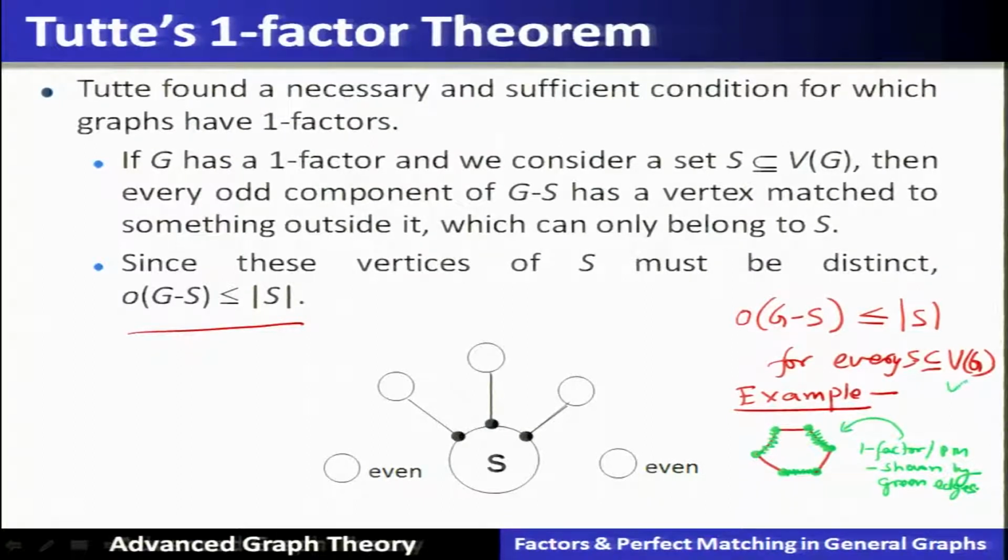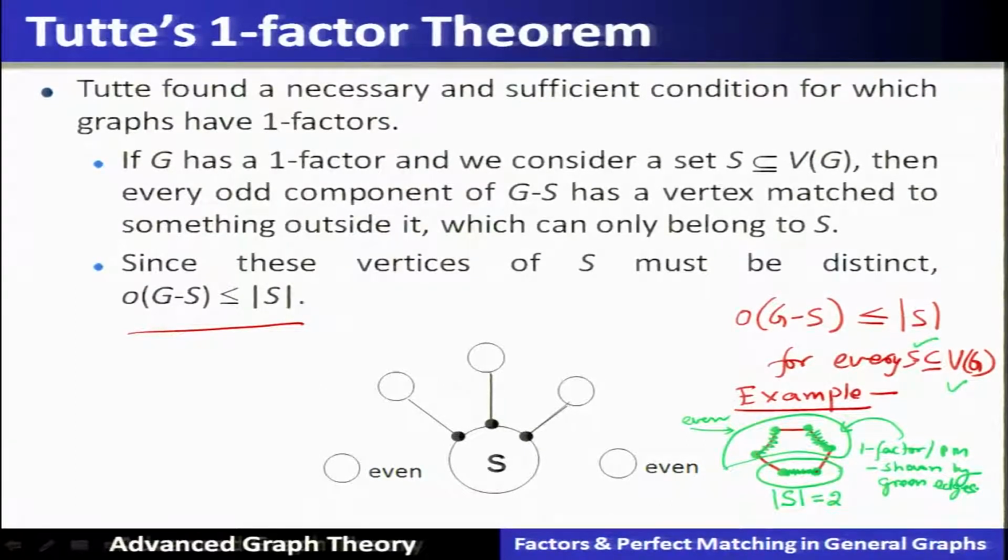Now, let us see whether we can prove this through Tutte's condition. Let us take that these two vertices belong to S. This is a subset of vertices. So, the size of S is 2 in this case. The remaining portion, when S is removed, becomes one component having 4 different vertices. So, the parity of this component is even.